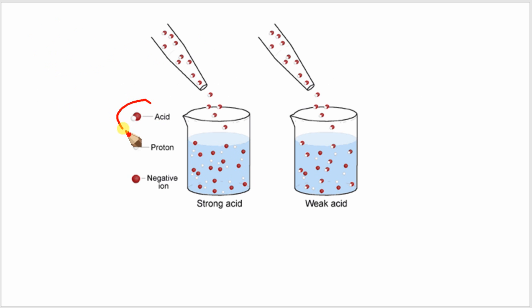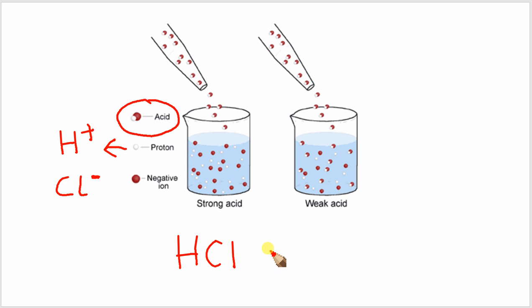Here we've got the acid molecule. We've got one red part, one white part. And the white part is a proton, which is what we are commonly calling at the moment a hydrogen ion. And then we've got a negative ion. So if it was hydrochloric acid, this red particle here would represent chloride ion. So clearly hydrogen chloride is being split up into a hydrogen ion and a chloride ion.